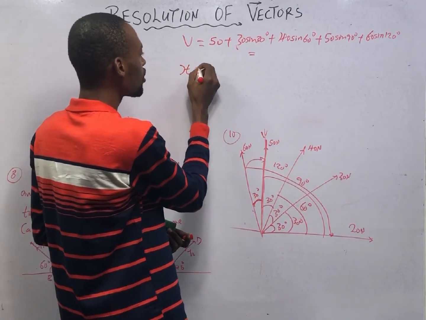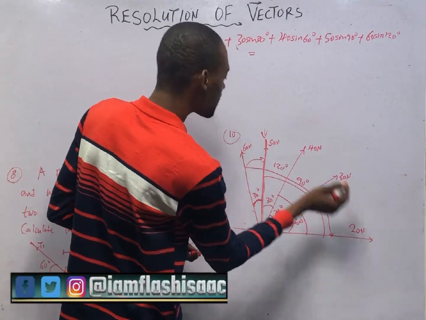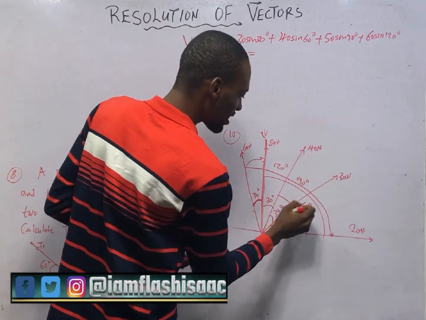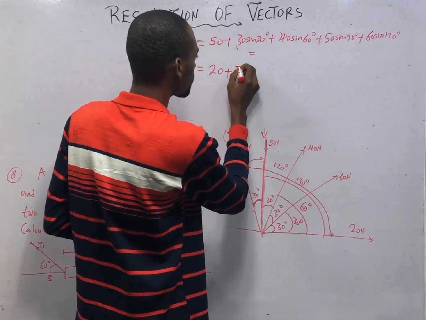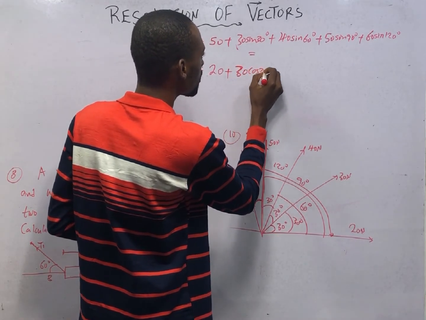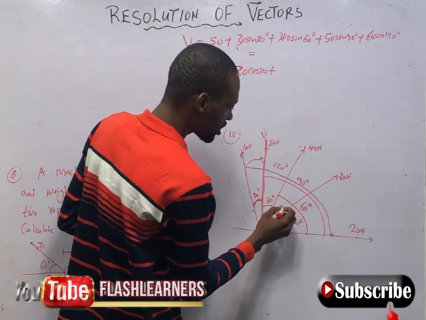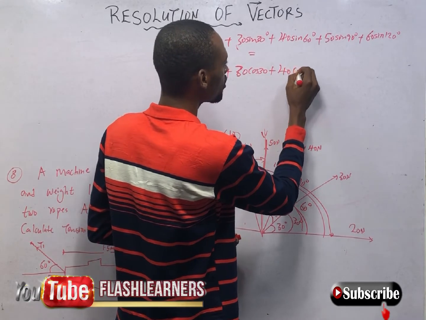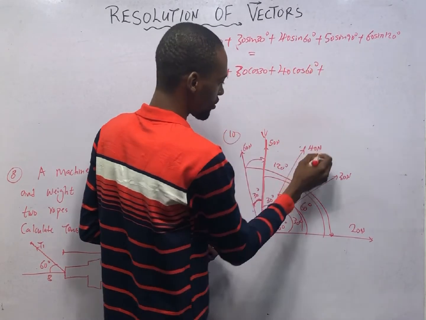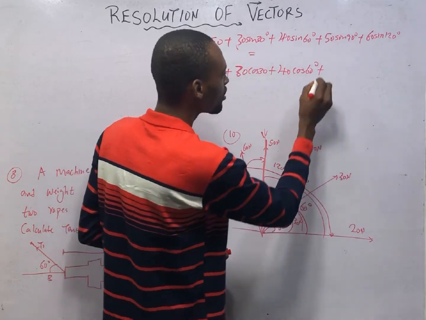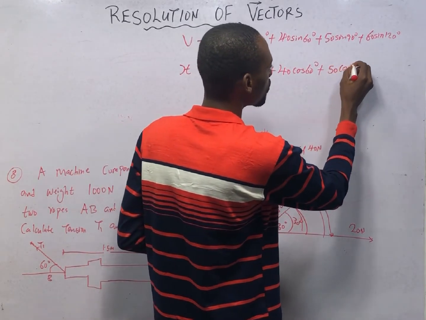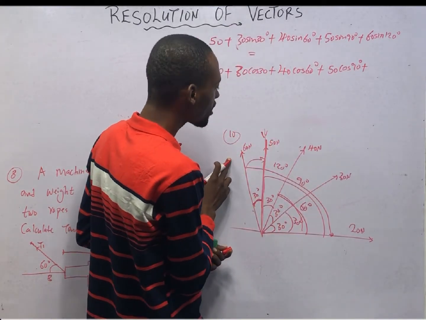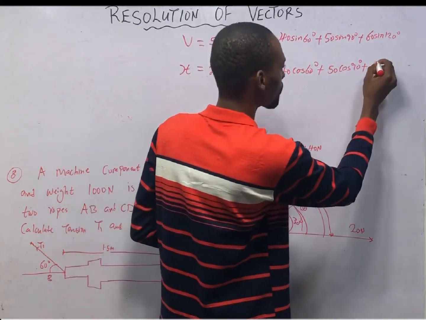While for the horizontal, we simply have 20. It's already here. 20 plus 30 cos 30, plus 40 cos 60. 40 is 30, 30, 60. So 40 cos 60 degrees plus 50 cos 90 degrees, plus 60 cos 120 degrees.